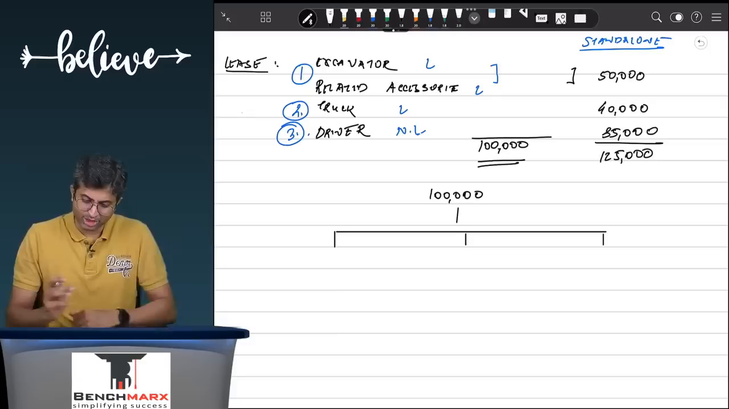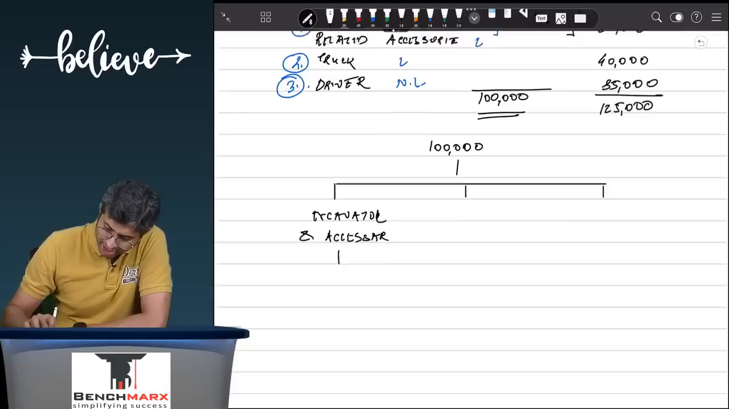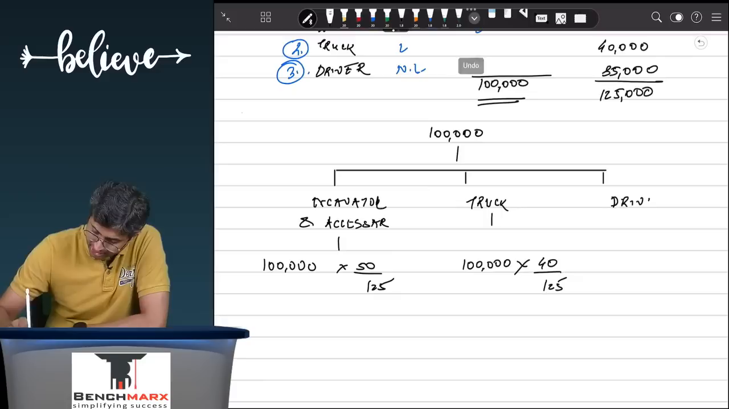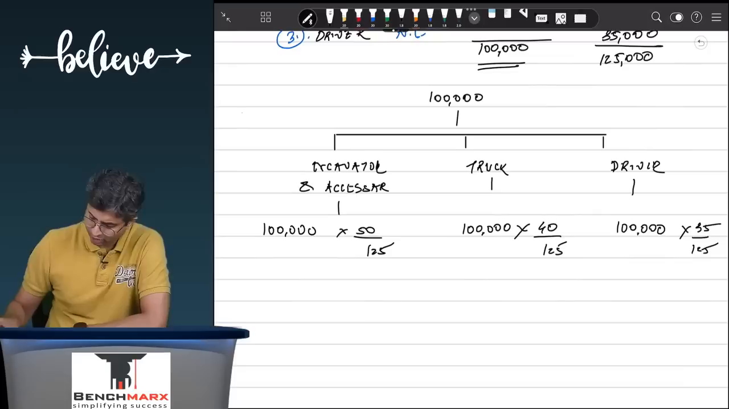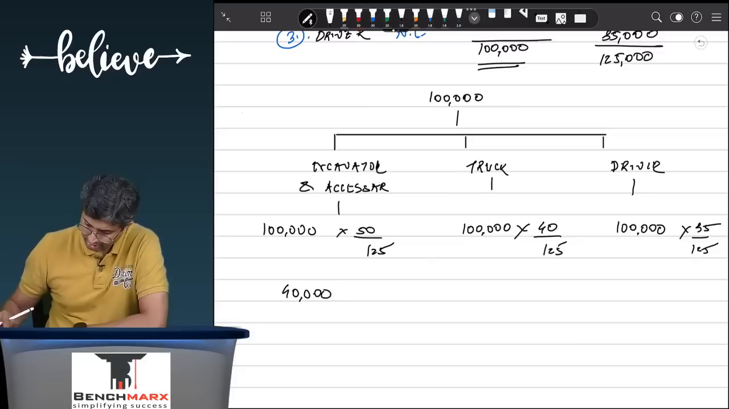So, over here, let us say we take the excavator and its related accessories, in which case the 1 lakh will be segregated in the ratio of 50 by 125. For the truck, 1 lakh into, for example, 40 by 125, and for the driver, 1 lakh into, let us say, 35 by 125, in which case your working would be, let us say, 40,000 attributable to the excavator, 32,000 attributable to the truck, and 28,000 attributable to the driver.